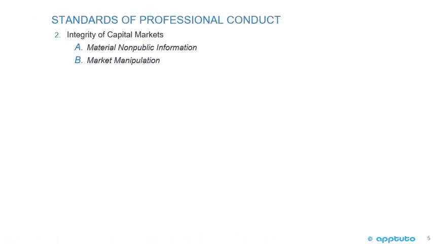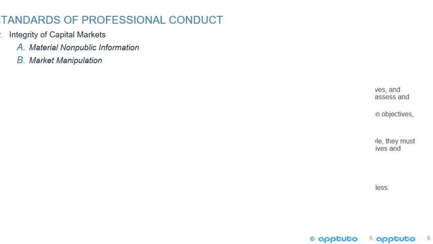Moving on to standard number 2 now, integrity of capital markets. We can see that there are 2 substandards. A. Material non-public information, and B. Market manipulation. Material non-public information. Members and candidates who possess material non-public information that could affect the value of any investment must not act or cause others to act on the information. Market manipulation. Members and candidates must not engage in practices that distort prices or artificially inflate trading volume with the intent to mislead market participants.